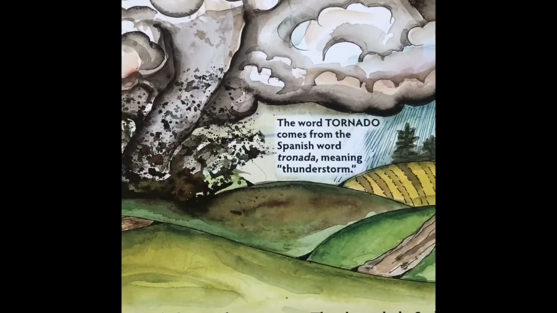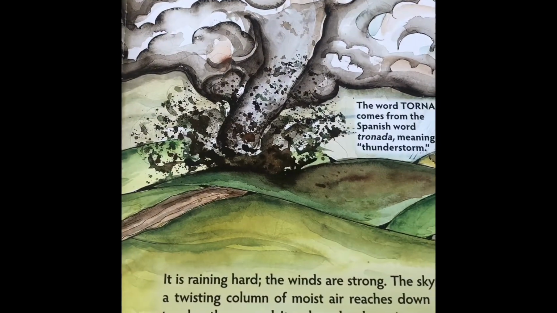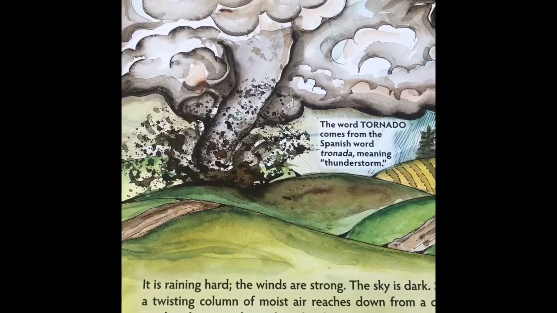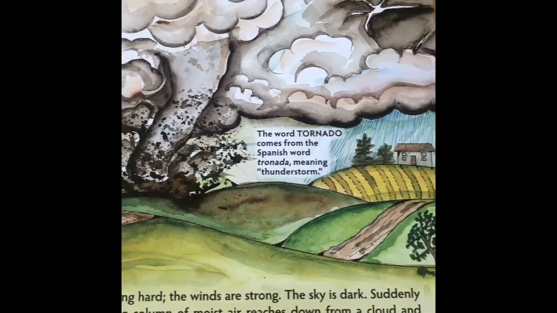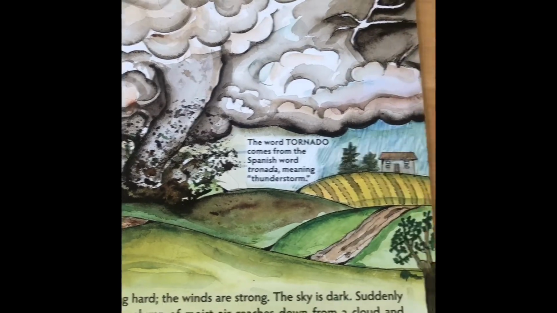The word tornado comes from the Spanish word tornada, meaning thunderstorm. It is raining hard, the winds are strong, the sky is dark. Suddenly, a twisting column of moist air reaches down from the cloud and touches the ground. It makes a loud roaring sound. It is a tornado.